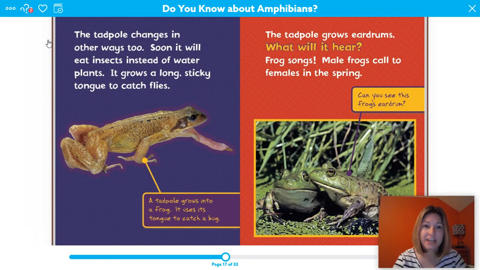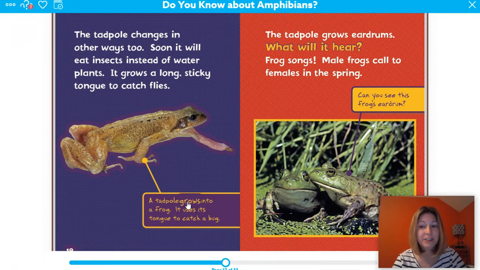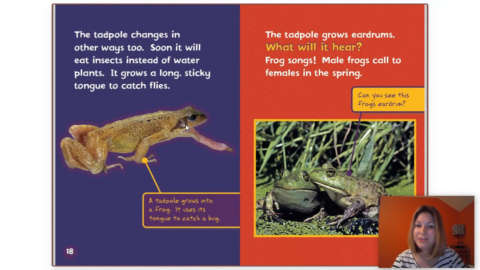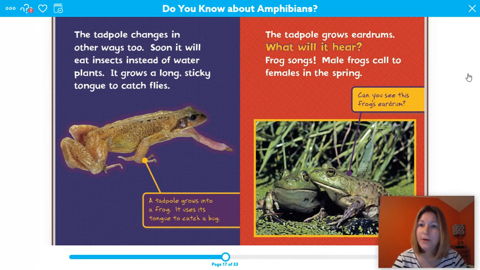The tadpole changes in other ways too. Soon it will eat insects instead of water plants. It grows a long, sticky tongue to catch flies. And here the caption says a tadpole grows into a frog. It uses its tongue to catch a bug. So this isn't really new information in this caption, but it's illustrating what the author's talking about. So the tadpole grows eardrums.